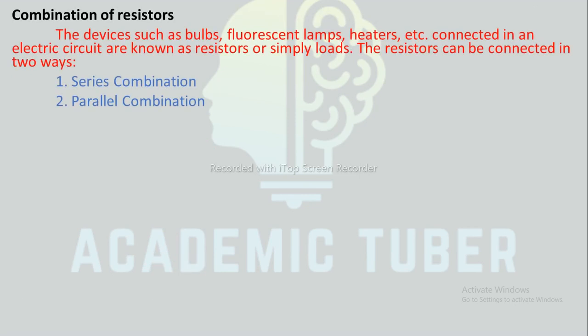Combination of resistors. Devices such as bulb, fluorescent lamp, heater, etc. connected in an electric circuit are known as resistors or simply loads. The resistors can be connected in two ways, that is series combination and parallel combination.